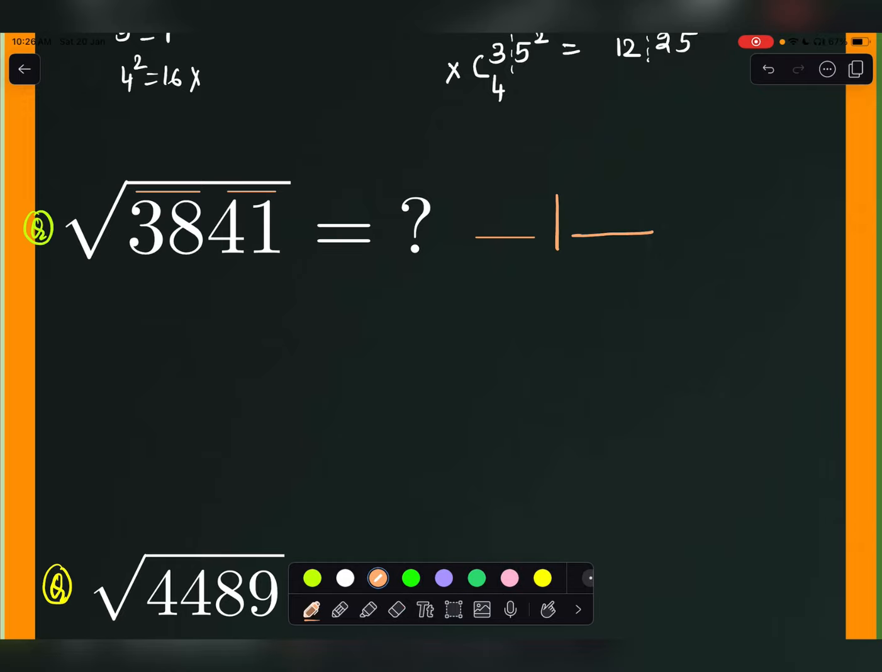Now, any number that ends with 1, its square root value always ends with what? 1 only. We know this particular thing. And what is the other possibility? Its complementary value. What is the complement of 1? 10 minus 1 will get 9, right?